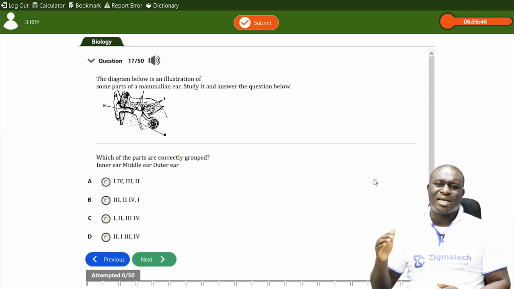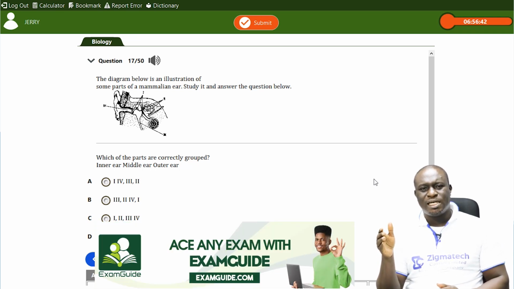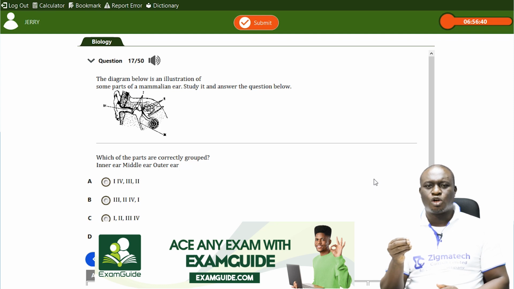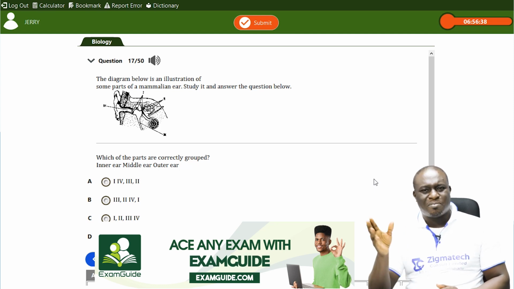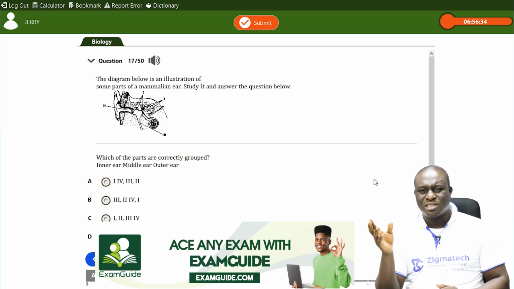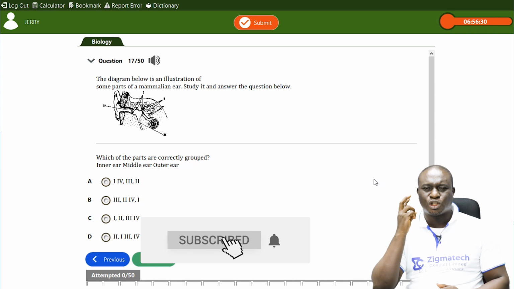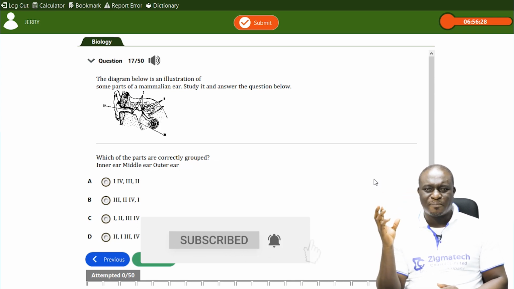And then we have the inner ear. The inner ear is actually made up of the cochlea. We also have part of the brain connected to it. We also have the semicircular canal and so many other parts that make up the inner ear.